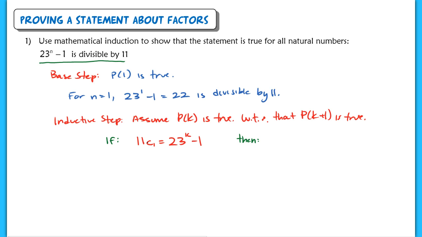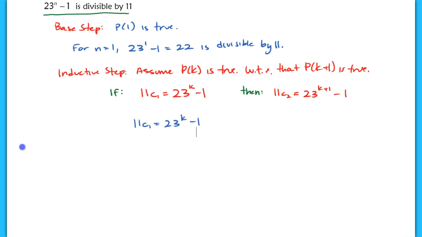Now, my then statement should be that 11 times some other constant should equal 23 to the k plus 1 minus 1. So now we're going to work on the left-hand side here, the if statement, and try to make it look like the right-hand side. So let's start with 11 times our constant equaling 23 to the k minus 1. Now, just like I talked about before, we want to try to match the exponent side. That's going to be easier to deal with.